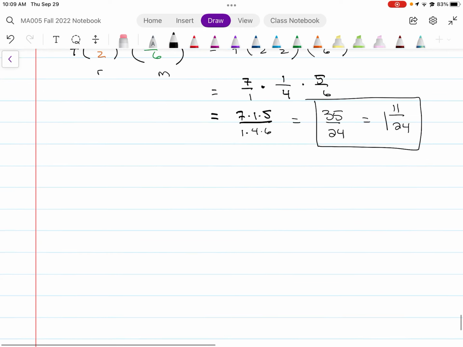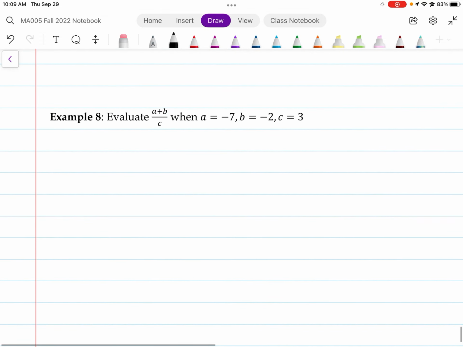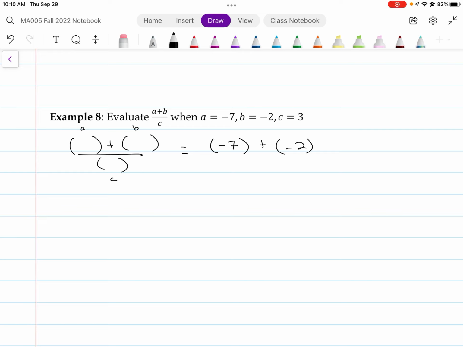All right, one more. All right, try that one. Okay, so I left some blanks. This is where the A goes, and the B and the C. Okay, so I'm going to put the A in here, -7 plus -2 over +3. So be careful. Those are really easy to screw up. All right, so on the top I've got -7 plus -2 is -9 over 3. So remember, simplify the top first, then the bottom, and then you can divide out.